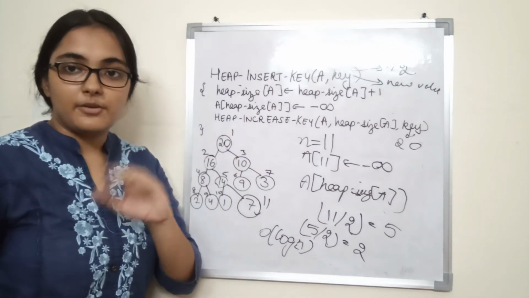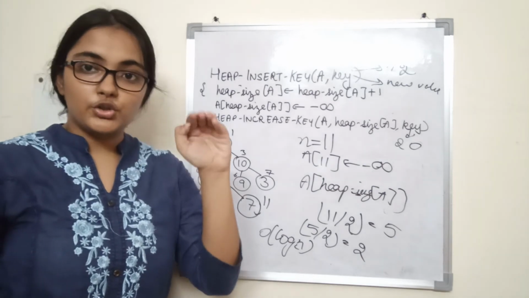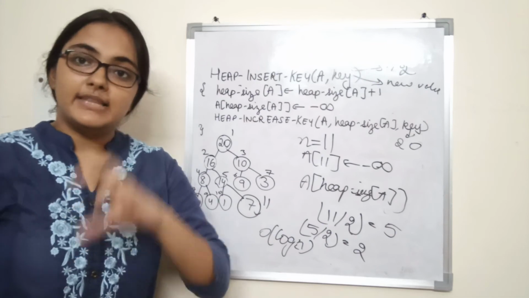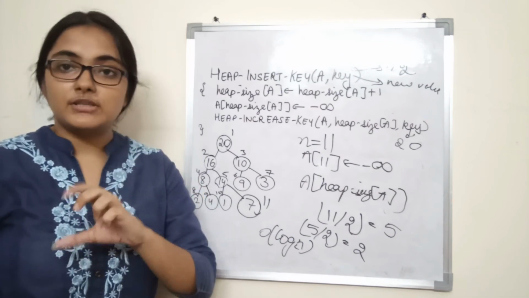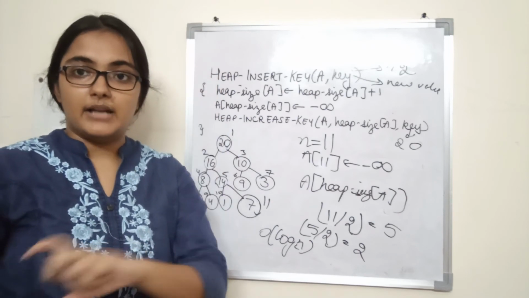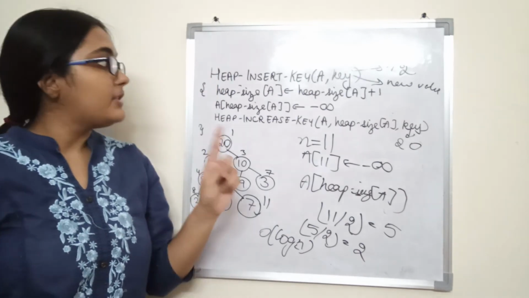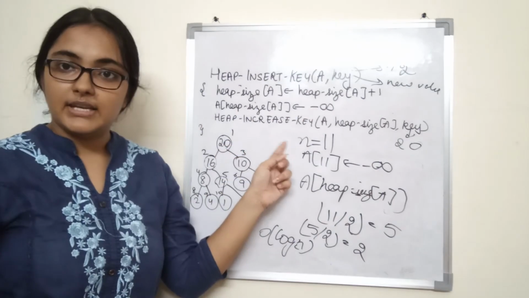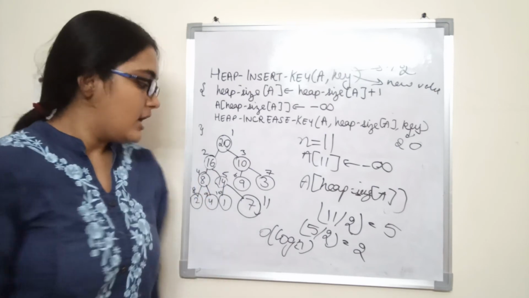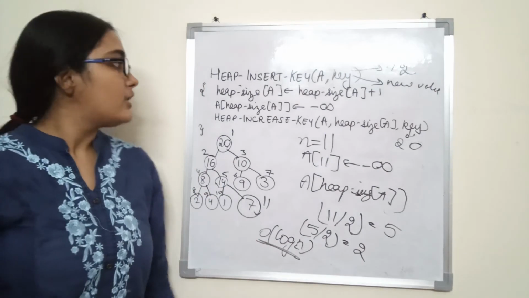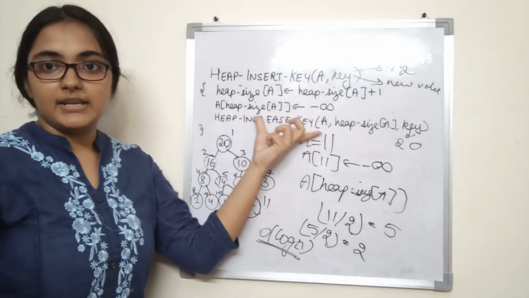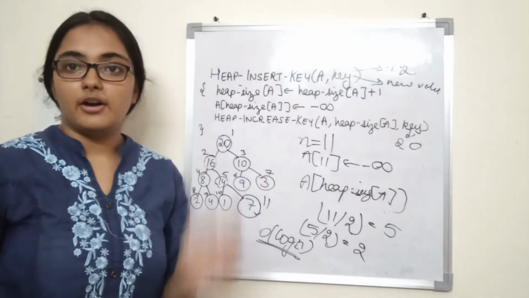What is height? The length of the path from the node to the longest possible leaf. Let us say we want to increase the value of the longest possible leaf. Then in order to traverse from that leaf to the root, how many edges will be there in the path? Order of log n. So the time complexity of heap increase key is order of log n, as well as the time complexity of heap insert key, because heap insert key depends on heap increase key, whose time complexity is order of log n.